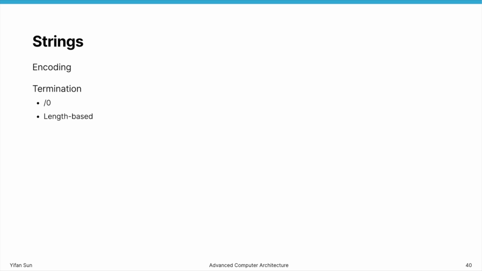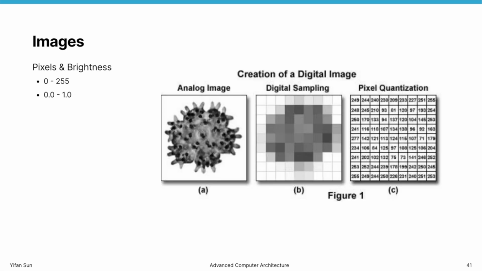Now, for images, we know we have pixels and brightness, right? For brightness, we can either represent it with an integer number from 0 to 255, or we can use a floating point number from 0 to 1. In machine learning, it's definitely more common to use 0 to 1, but for more efficient storage, we are more likely to use an integer from 0 to 255.